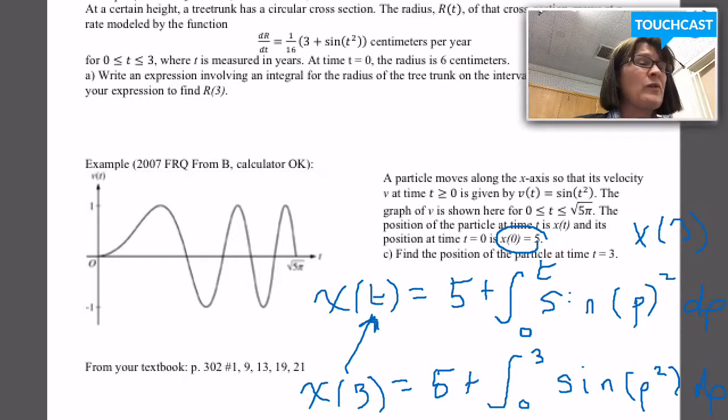Now obviously your calculator only has the variable x, so when you type this in, you're going to be typing in 5 plus the integral from 0 to 3 of sine of x squared dx.